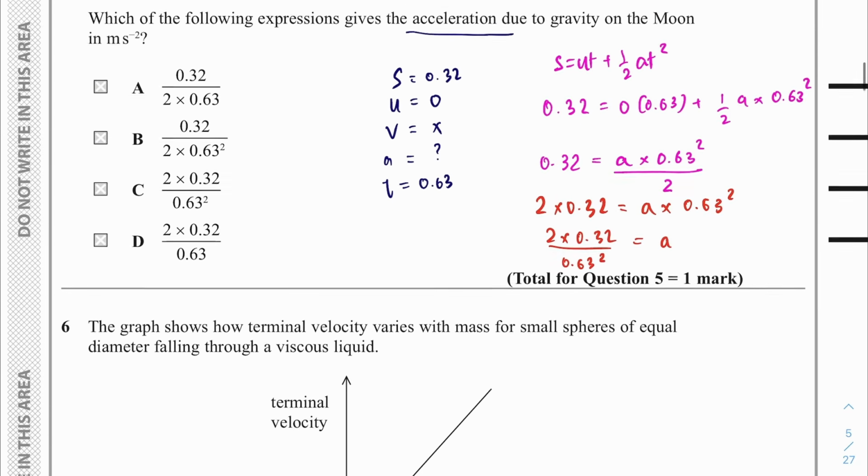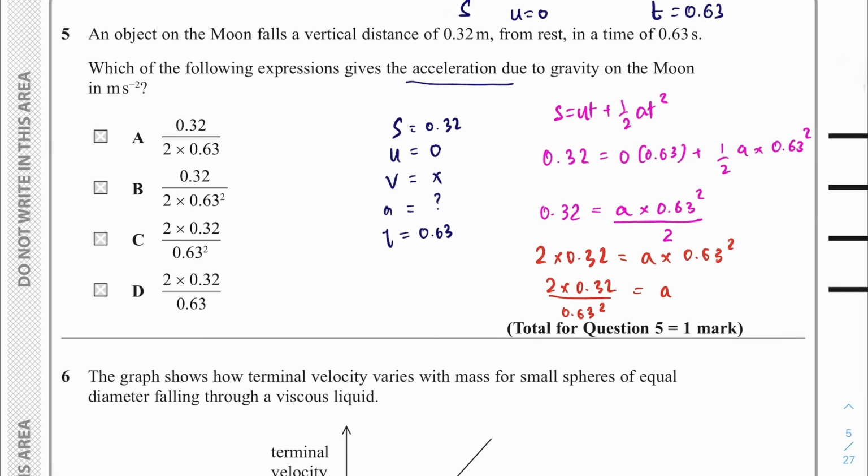Alright, so let's see if there's anything similar here. So is it A? Nope, we need something. What do we need on top? We need 2 times 0.32. So on the top, 2 times 0.32, and the bottom we need 0.63 squared. That is C. The answer is C.